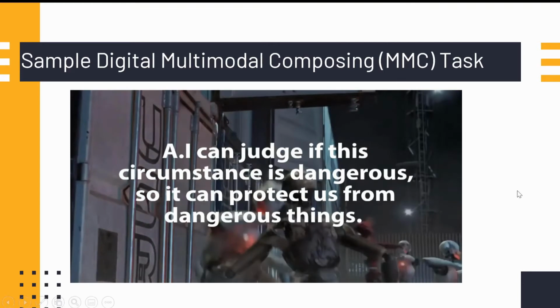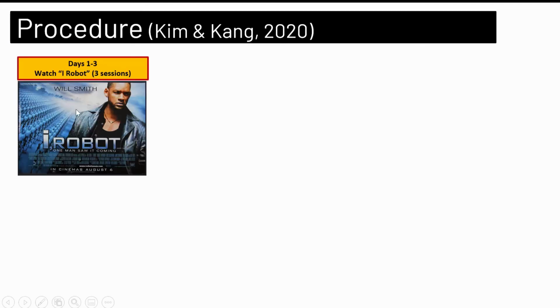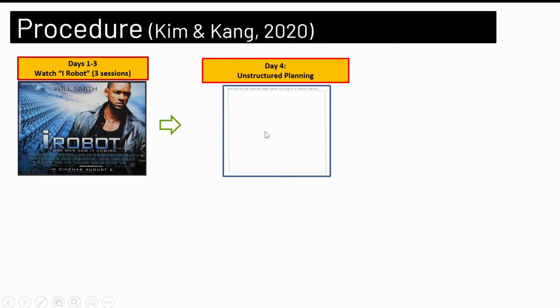Okay, so you can kind of see how the students used still images or moving images, music, movies, and text to deliver the meaning. So the procedure of this study was students watched the iRobot videos and movie during 3 sessions, and then they were provided with unstructured planning time, just a piece of paper.